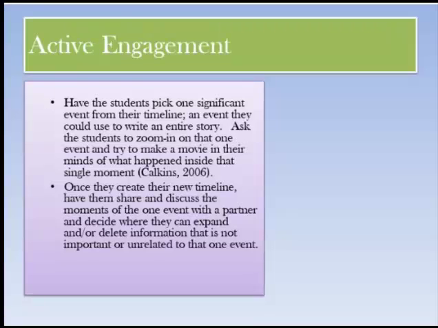Active engagement. Have the students pick one significant event from their timeline, an event they could use to write an entire story. Ask the students to zoom in on that one event and try to make a movie in their minds of what happened inside that single moment. Once they create their new timeline, have them share and discuss the moments of the one event with a partner and decide where they can expand or delete information that is not important.